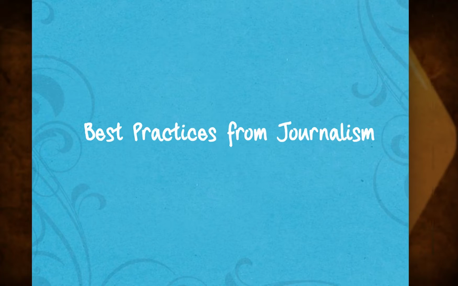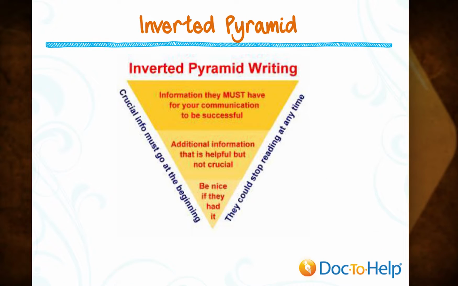Now let's talk about writing a bit. Let's start with some best practices from journalism. When using the inverted pyramid method, you put the most important facts first with the others following in descending order. This gives readers the most pertinent information before they lose interest, and also makes it possible to easily cut the text from the bottom up.